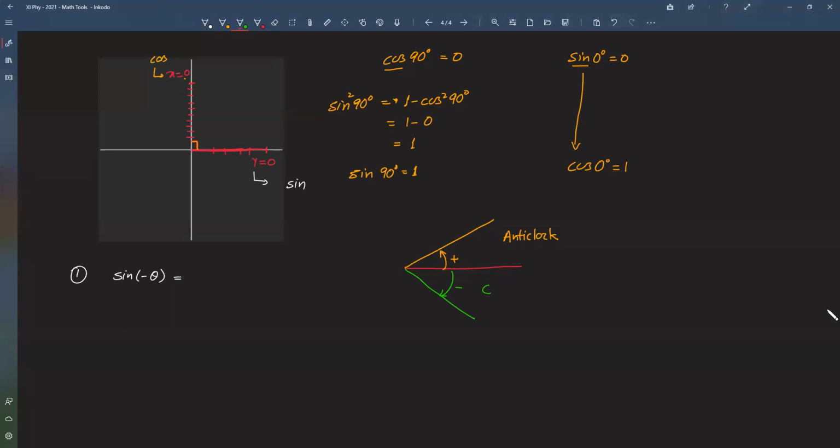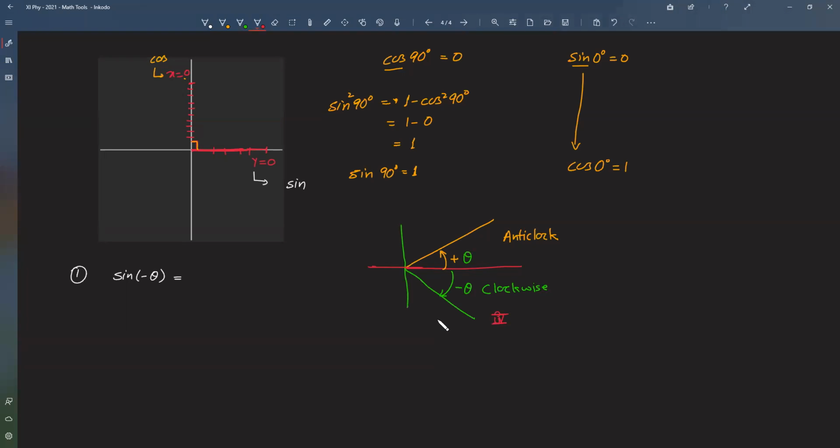So if the rotation is clockwise, it will be called negative angle. So suppose if this is theta, this will be minus theta, right? Now in this quadrant, when you are taking a negative angle, that means you are in which quadrant? Is it fourth quadrant? And in fourth quadrant, so this is fourth quadrant, and what happens in fourth quadrant?